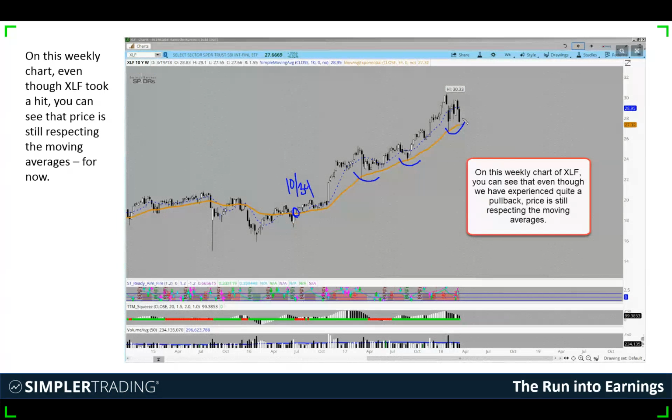On the 8 and 21 EMAs, what time frame are you using? The daily chart. This one is a weekly chart. And then on the daily chart, I'm using the 8, 21, 34 EMAs, and then the 50, 100, and 200 SMAs.